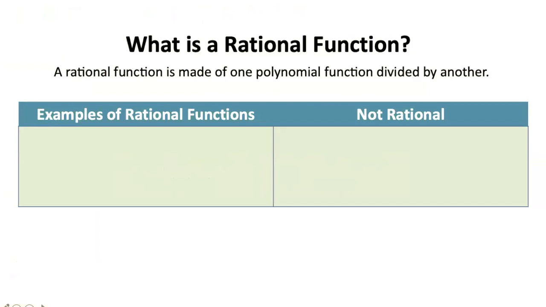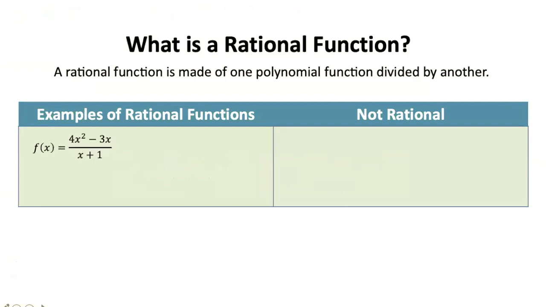The focus of this section is rational functions. A rational function is simply one polynomial function that's divided by another. And because it uses the operation of division, and division by zero is a problem, you can already get a hint that these functions are not going to be quite as well behaved and nice as the polynomial functions.